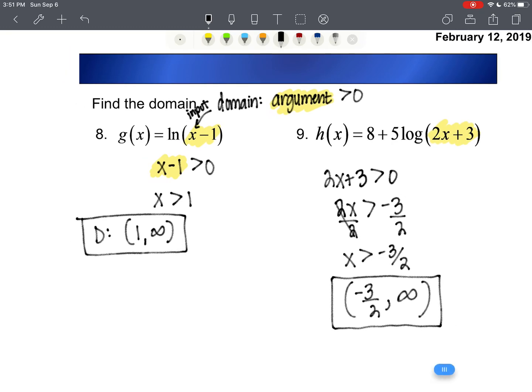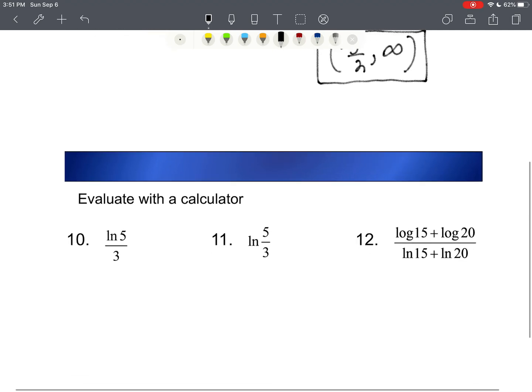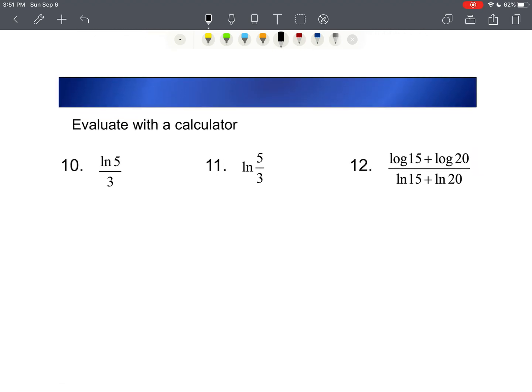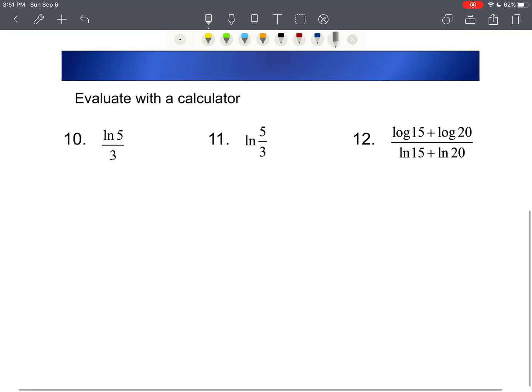Okay, let's move to our calculator because we are going to have to do some work with a calculator. We want to evaluate the natural log of 5 divided by 3. This can be rewritten 1/3 times the natural log of 5.